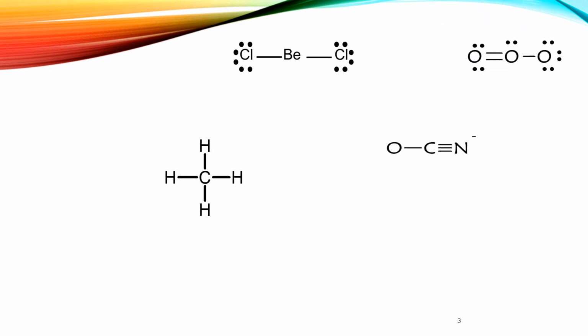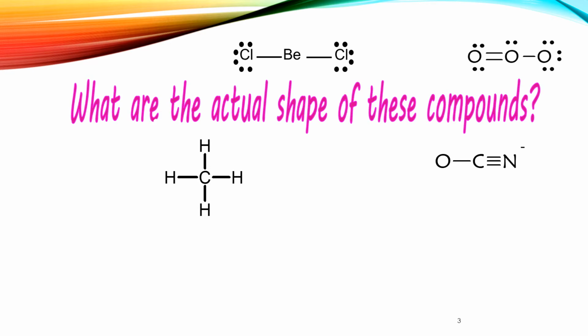I'm sure that you have come across various molecular formulas, such as beryllium chloride, BeCl2, ozone, O3, methane, CH4, or even ions such as OCN-. But have you ever wondered what the actual shape of these compounds is? For normal things, we have shapes like circle, square, triangle, rectangle, and so on. But do molecules have shapes as well? This is what we're going to learn.